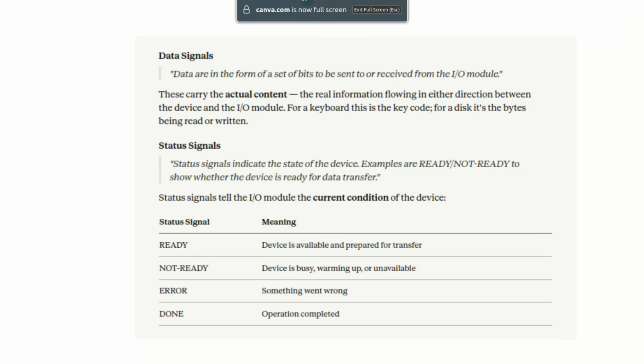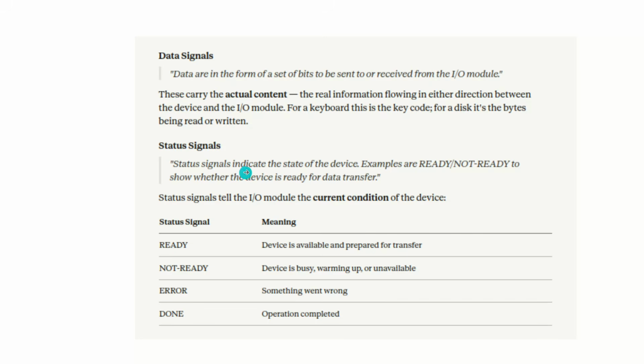So data is basically in the form of a set of bits, which is the actual content being exchanged between the device and the I/O module. For a keyboard, the data would be the key code. Whatever key we have pressed, each key has a code. And for a disk, it will be the bytes which are actually being read or written. Right. So what is a status signal?